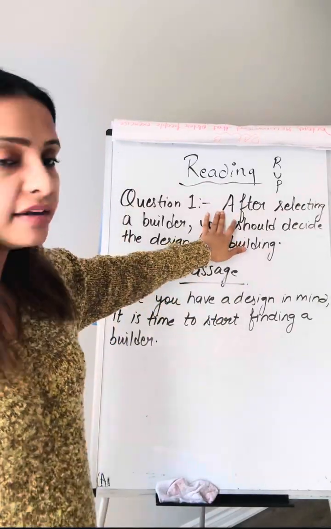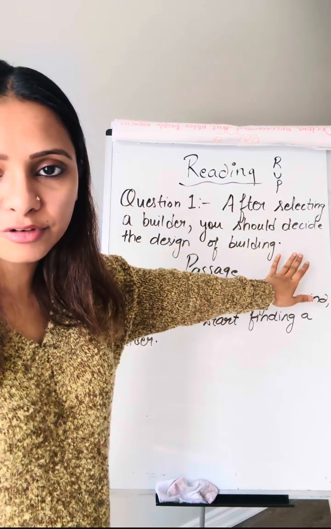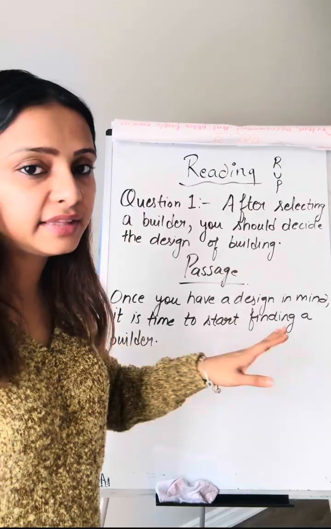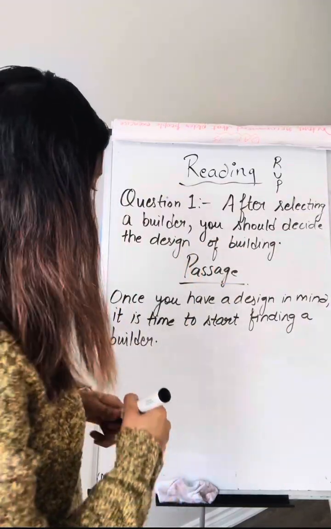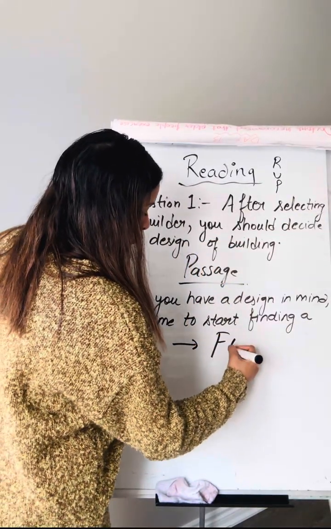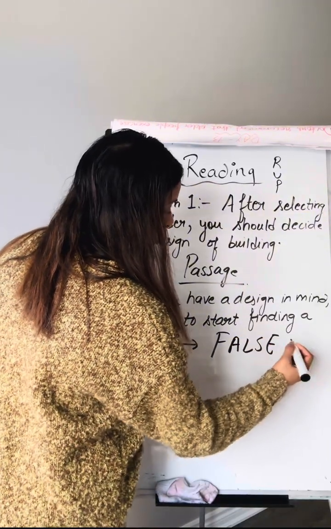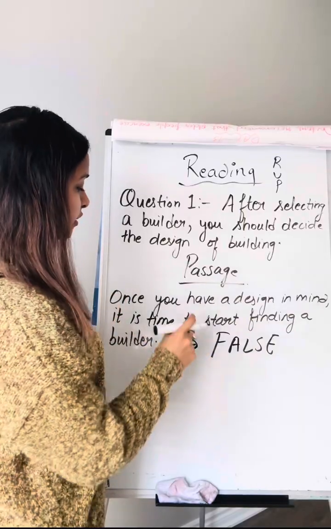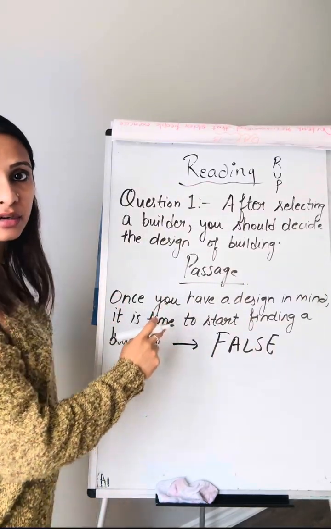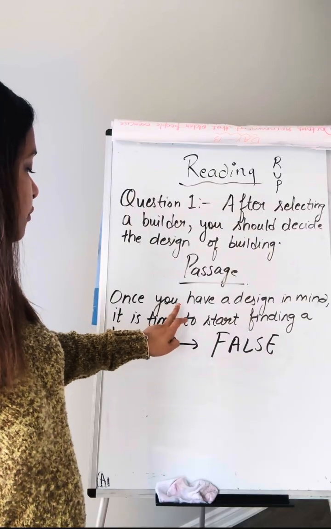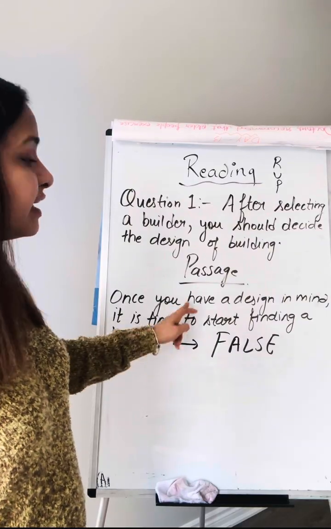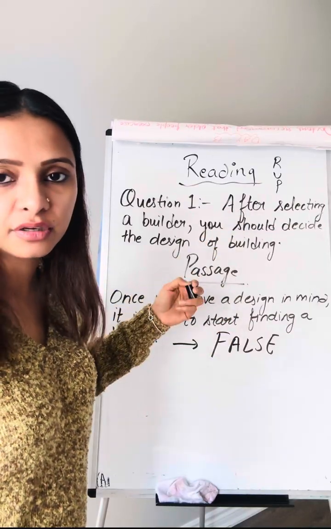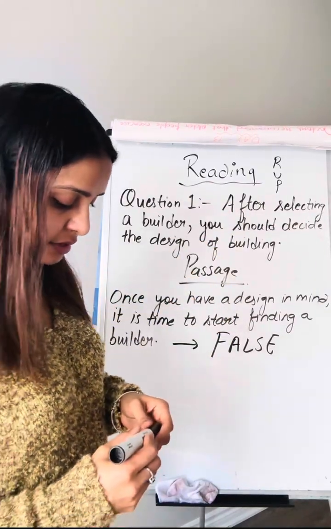So here they are saying builder first, design after. They are saying design first, builder after. That does not match. So the answer will be false because it is opposite. It's not true. True would be the case if they had written that you need to start finding the builder first and then you can make the design in your mind. It would match with the question. So now it's not matching, the answer will be false.